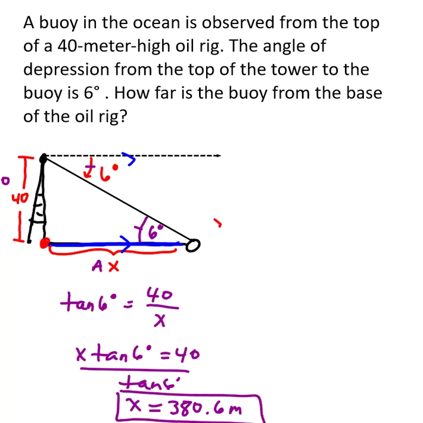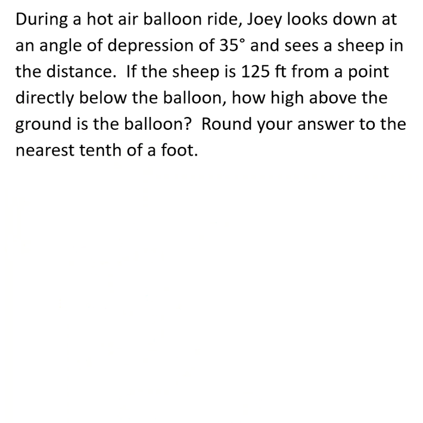Here's one more. During a hot air balloon ride, Billy looks down at an angle of depression of 35 degrees and sees a sheep in the distance. If the sheep is 125 feet from the point directly below the balloon, how high above the ground is the balloon? Round your answer to the nearest tenth of a foot. Take a minute, pause the video, and try this one.